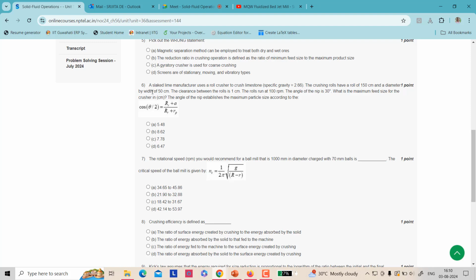So we see the radius of the roll is given as 50 centimeter. Then the clearance is 1 centimeter. That means the RP, the product size, will be 0.5 centimeter. Theta is given as 30 degree and you have to calculate the feed size, that is A. So let us calculate.